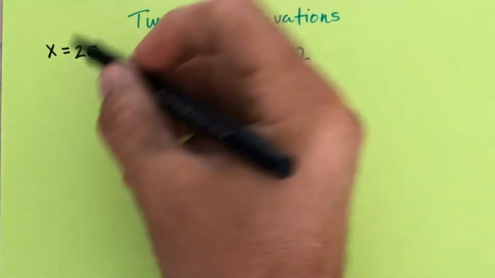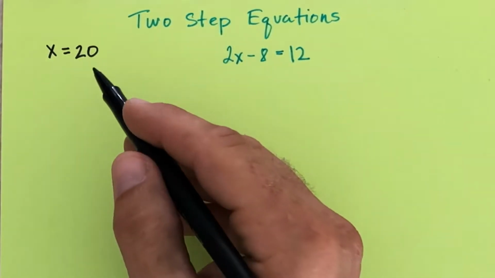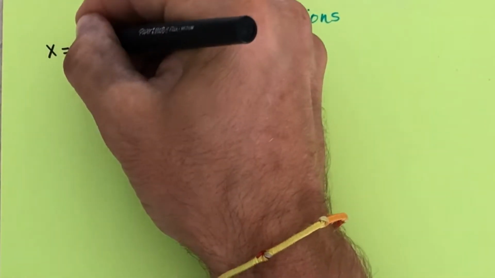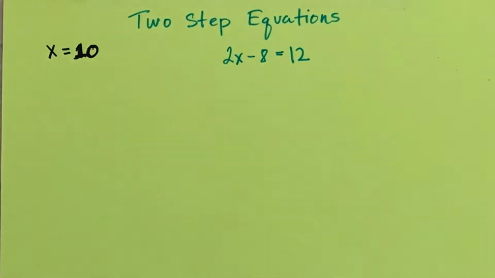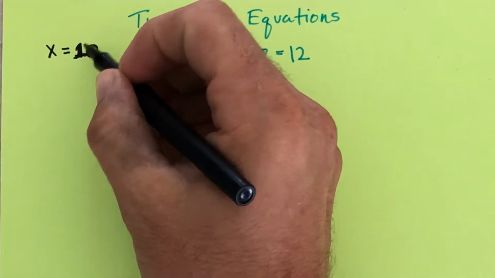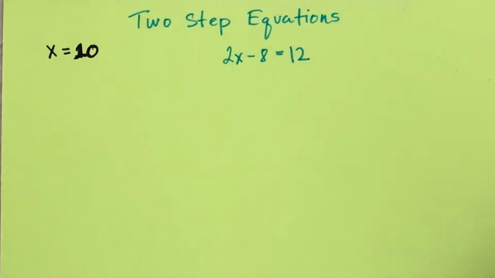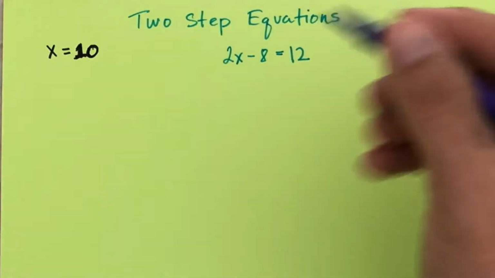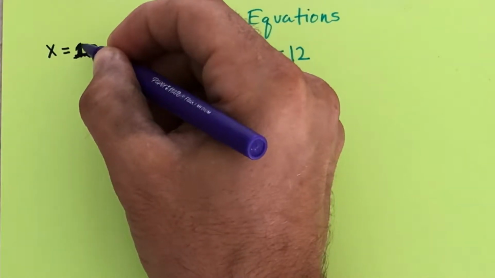So let's just say I'm giving you x equals 10. This is the answer. Now what I want to do is show you basically what we're doing to get this number in reverse. Where is it coming from? How is it created?